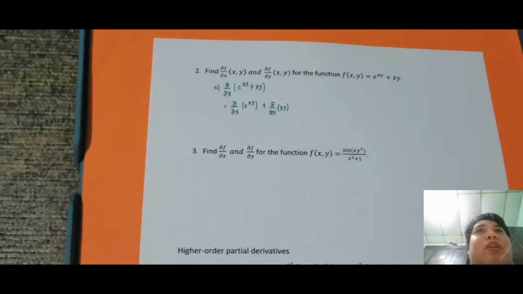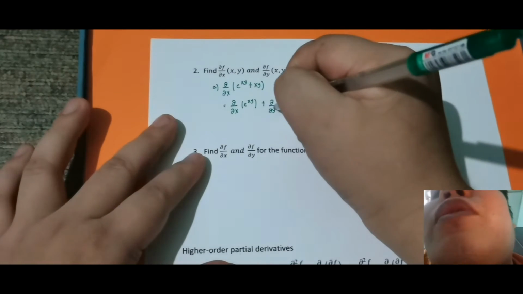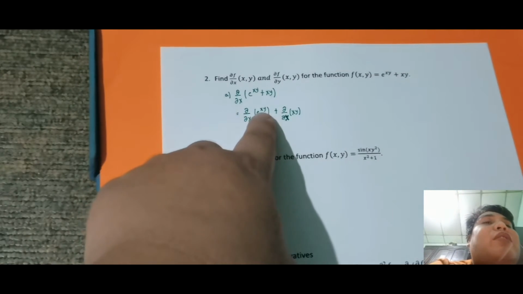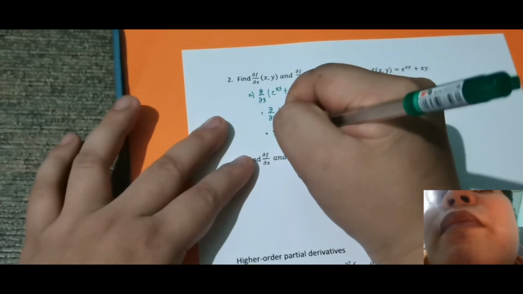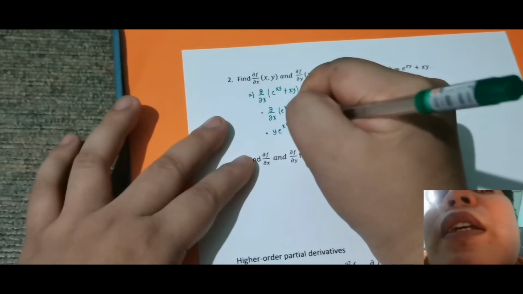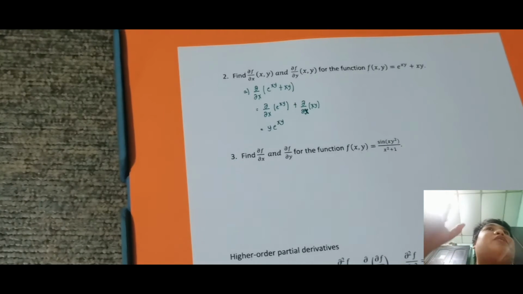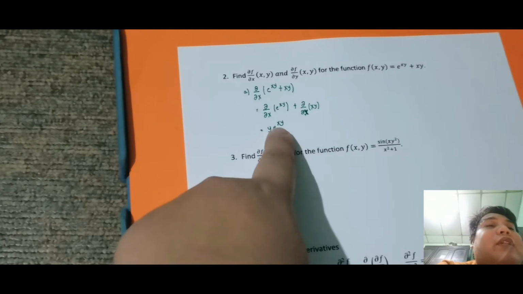Ano derivative ng e raised to 4x? 4 e raised to 4x. So dito, kung with respect sa x tayo. So, meaning, kung ito ay e raised to xy with respect sa x, so meaning this is just equal sa bababa lang yung y, then this is just e raised to xy. So again, para lang siyang ideal na e raised to 4x, ano derivative? 4 e raised to 4x. So dito, dahil may y yun, bababa lang si y, e raised to xy.